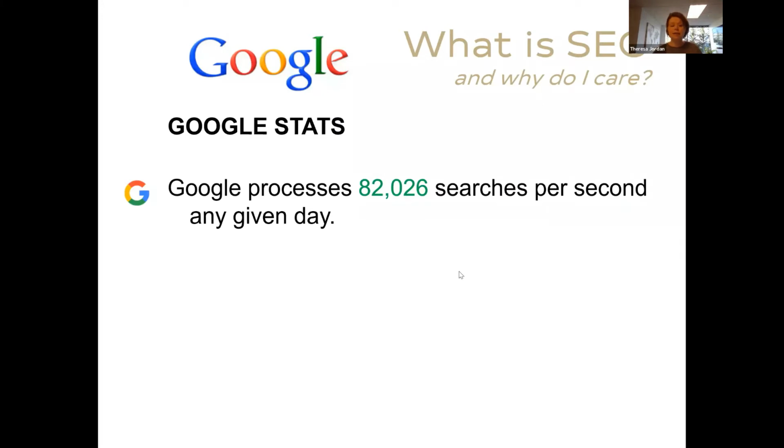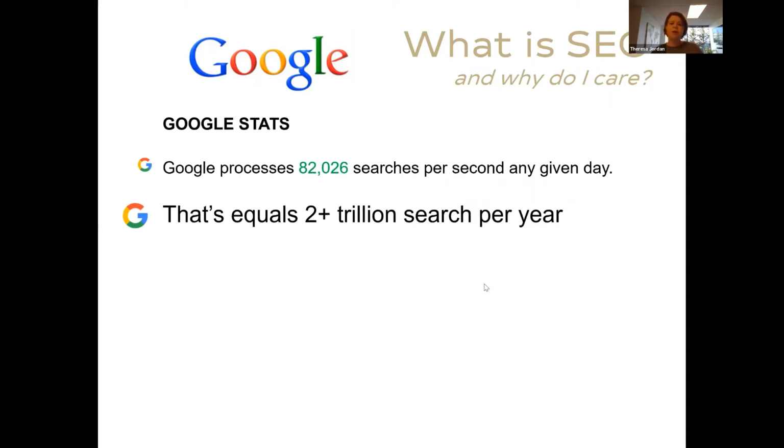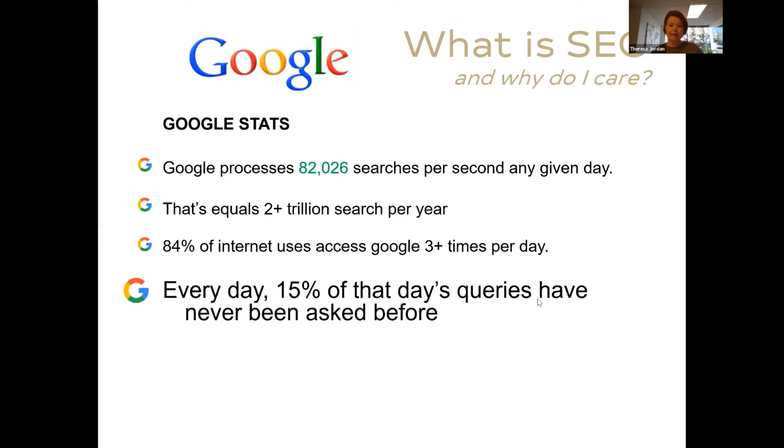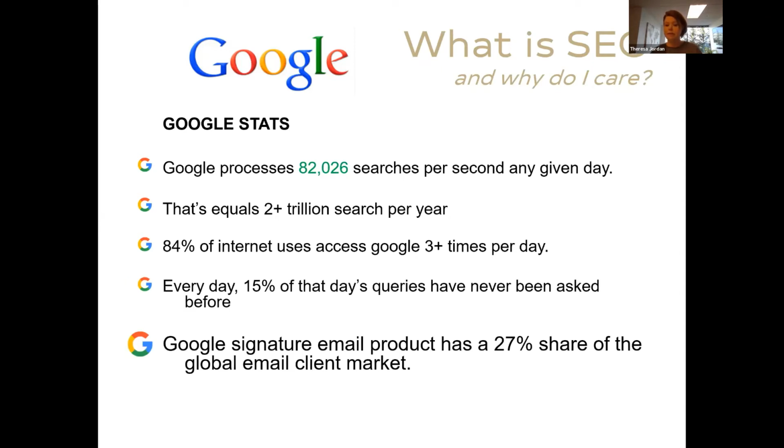Google processes 82,000 searches per second on any given day. Again, remember, green means these numbers are going up since the last time I taught this class. That equals 2 trillion searches per year. 84% of the internet usage accesses Google 3 times a day. And every day, 15% of the queries that are asked have never been asked before. What's interesting is that statistic has not changed. So that means that people are asking questions in a new and unique way. 15% of those 82,000 searches in a second or in a day.